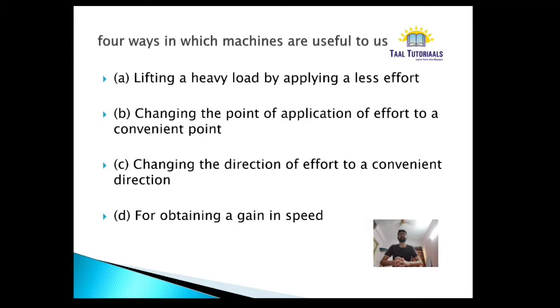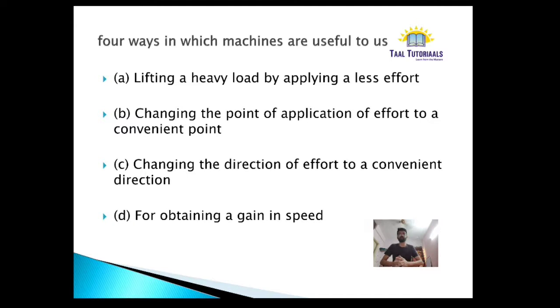Third is changing the direction of effort to a convenient direction. See, if a bucket full of water is lifted up from a well without the use of a pulley, a lot of effort has to be applied upward. By using a single fixed pulley, it becomes easy to lift the bucket from the well by applying effort in the downward direction instead of upward. Thus, the person lifting the bucket may also use his own weight as an effort.